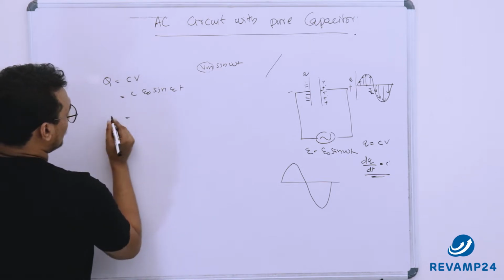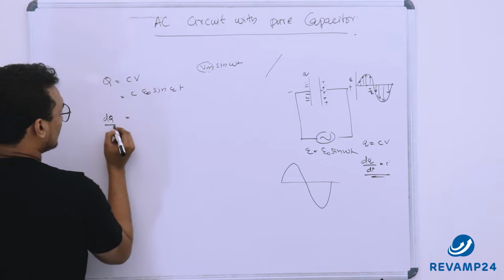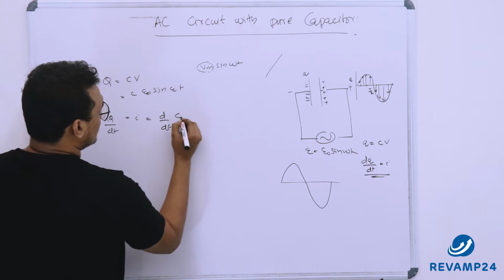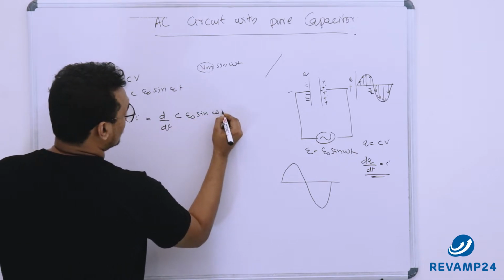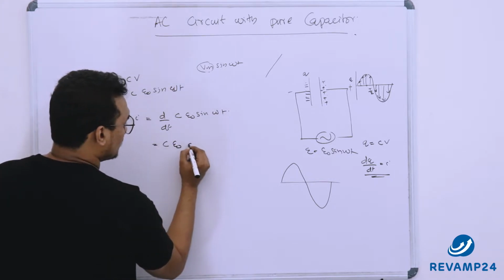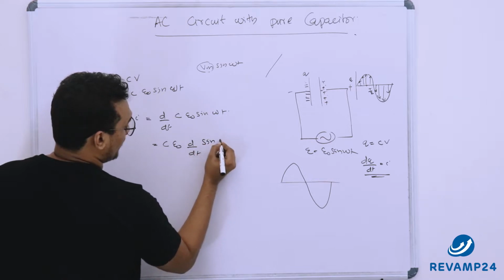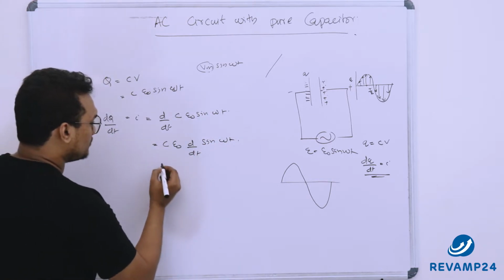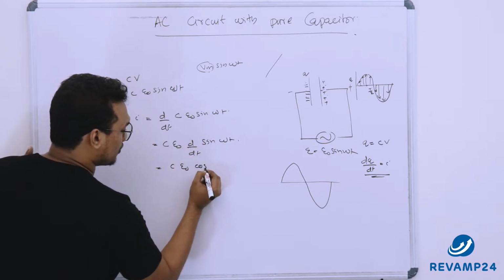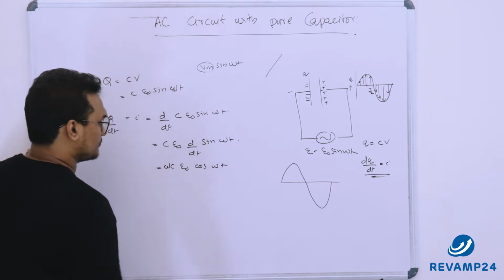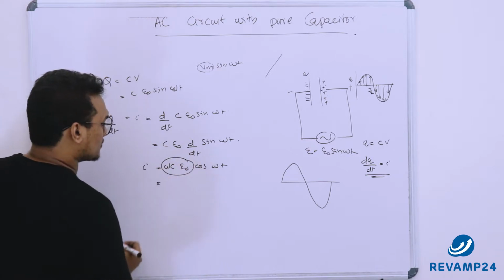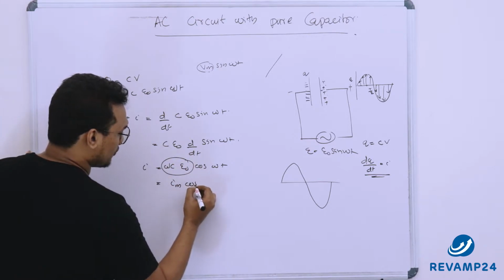Now here Q is equal to this, and dQ by dt is the current, and that would be equal to d by dt of C E0 sin omega t. C and E0 will come out, d by dt of sin omega t. C E0 times d by dt of sin omega t is equal to cos omega t into omega. So this is current. Now all these values are constant, so I can say that it is Im cos omega t.